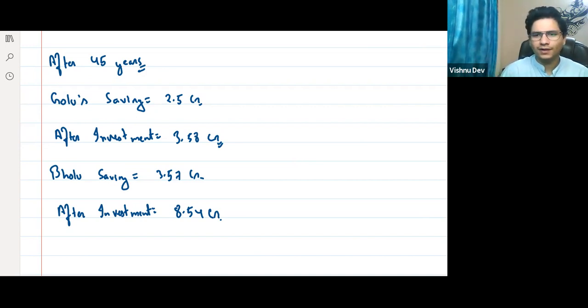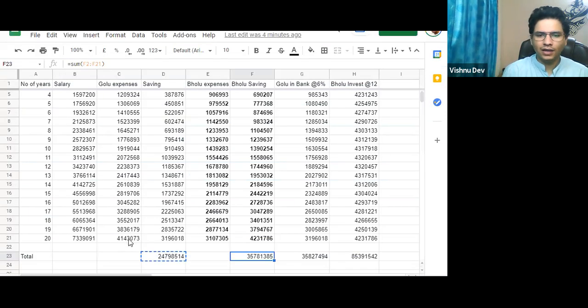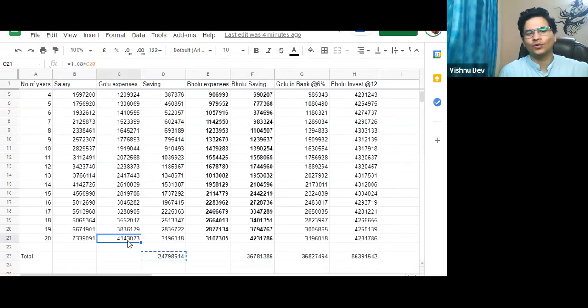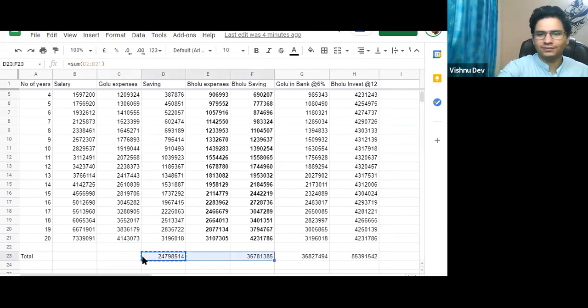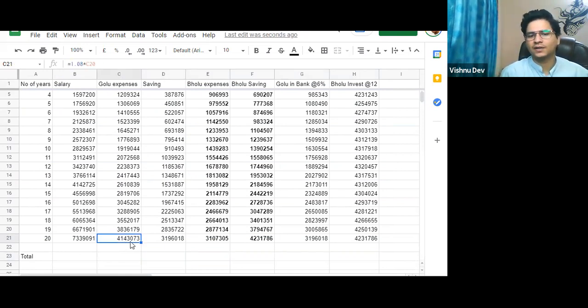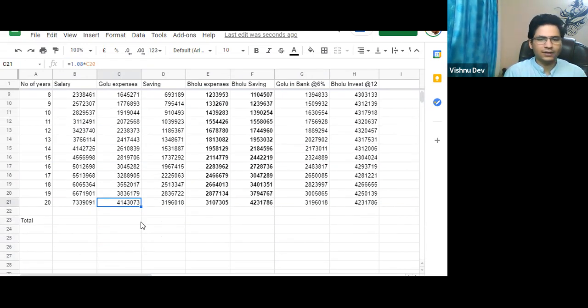Now, think about it. What is the expense after 20 years? Look at the expense, what is the expense of one year? Think about it. What is Golu's expense after 1 year? After 20 years, see, 41 lakh per year he is spending, right? Tell me, right?